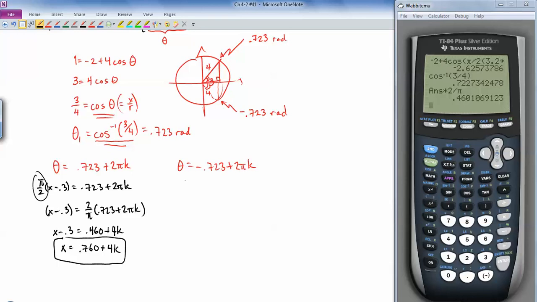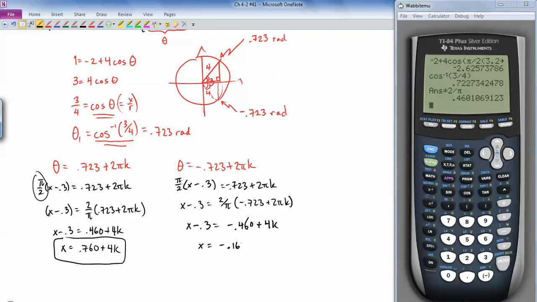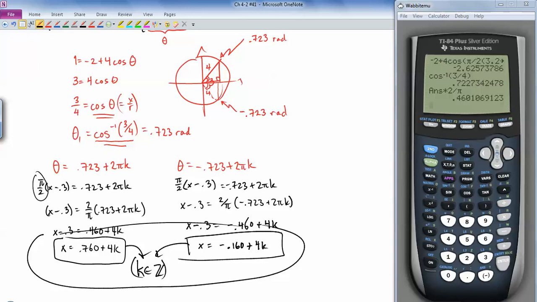And then if I work this one out, I need to substitute in the pi over 2, x minus 0.3, equals negative 0.723 plus 2 pi k. Multiply both sides by 2 over pi. And so then this will be negative 0.460 plus 4k. And then if I add the 0.3, I get negative 0.160 plus 4k. So there's this solution. And then I want to include k has to be an integer. Right, that's also true. So here's the full solution right here. Okay, so that's part B.